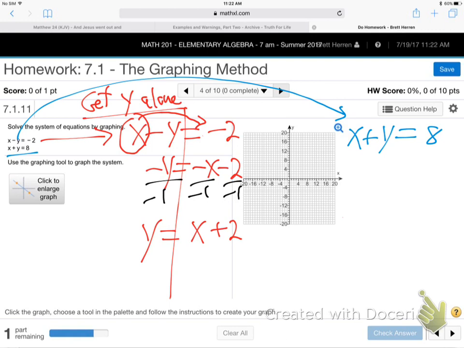We need 2 dots, right? Remember, you need 2 dots on the graph, on the picture, to get the line. 2 dots, connect the 2 dots to make the line. How do we get the first dot?